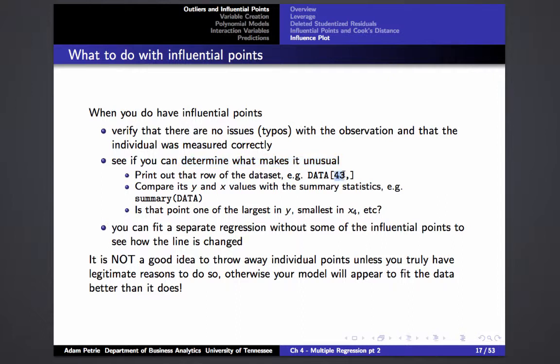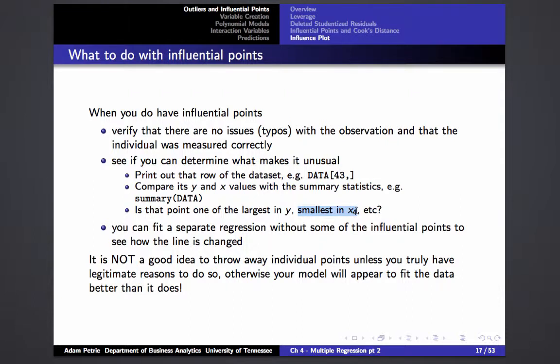So if row 43 was flagged as influential, you'll print out row 43 and then look to see, well, what are its x and y values? Remember, you can get a summary of each predictor and each variable in the data set by doing summary on the name of your data frame, and that'll print out that 5-number summary, the minimum, maximum, median, etc. And you can just look to see, okay, well, is it obvious why this individual might be influential? Did it have the biggest Y value? Did it have the smallest X4 value, etc.?